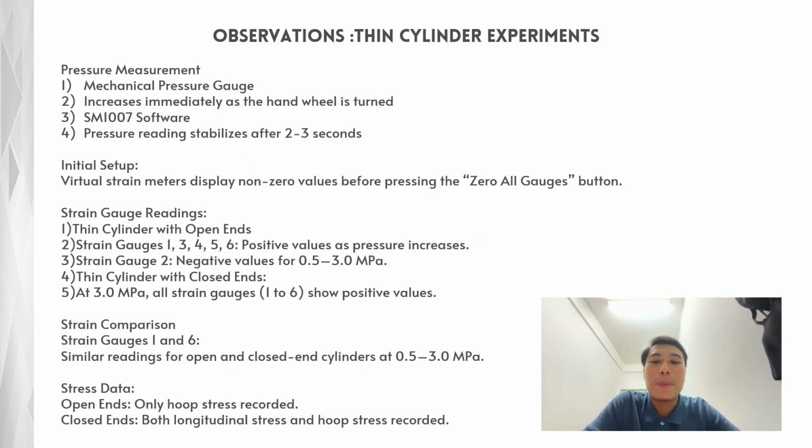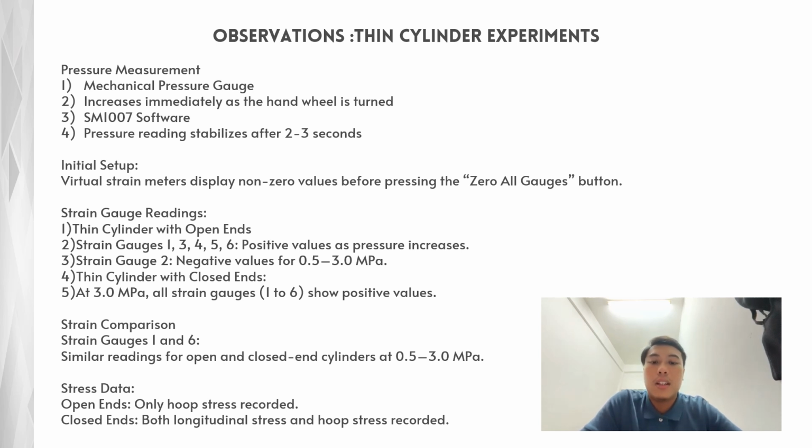Today I'm going to present about the observation of the thin cylinder experiment. The first point is pressure measurement. For the mechanical pressure gauge, it increases immediately as the hand wheel extends. Next, we use SM1007 software, which is a pressure reading that stabilizes after 2-3 seconds. The next point is initial setup. A virtual strain meter displays a non-zero value before pressing the zero all gauge button.